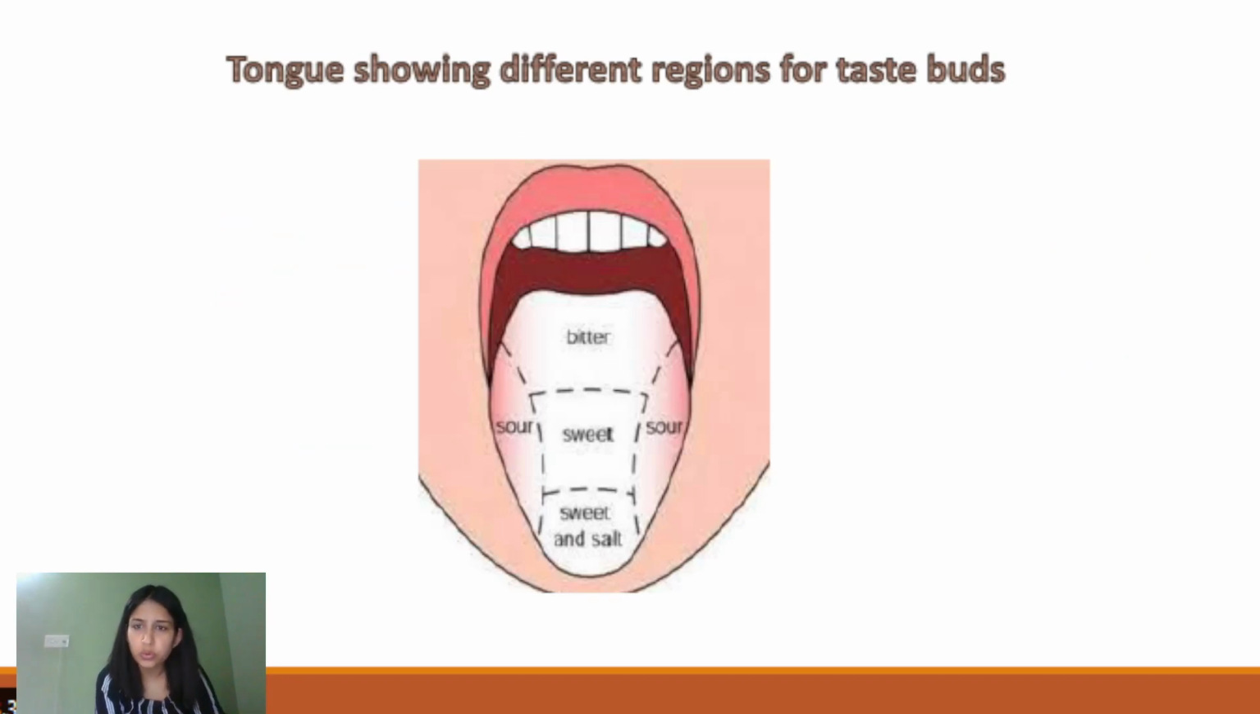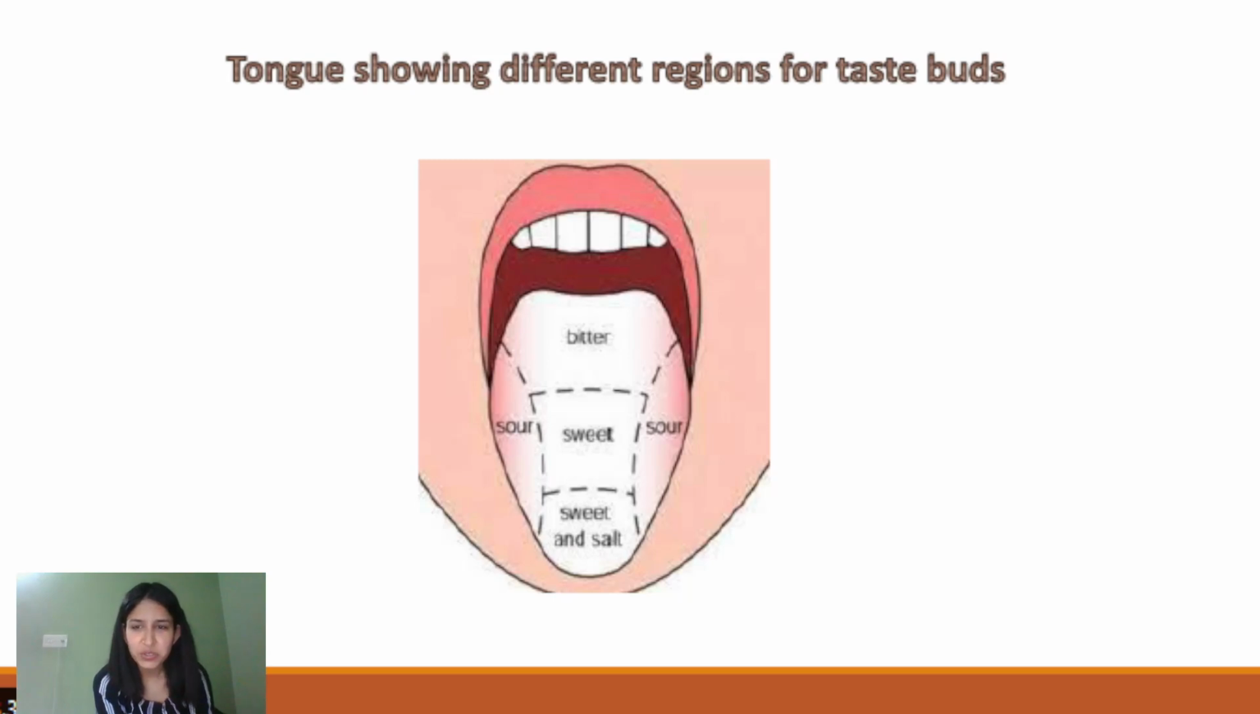Yes, so bitter is at the back of the tongue, sour is on the sides, and salt and sweet are on the frontal portion of the tongue, and the center portion is also for sweet. So now you know which portion I was not correct about, right? But you were not able to catch me on this.